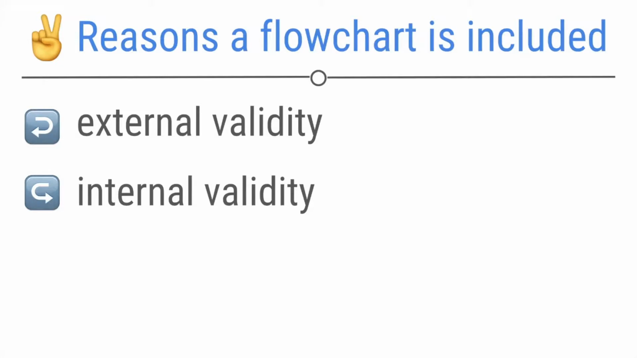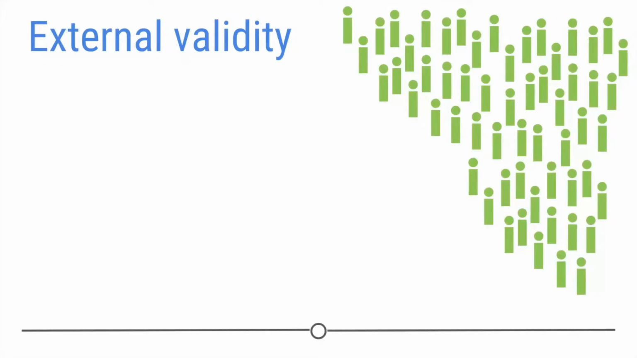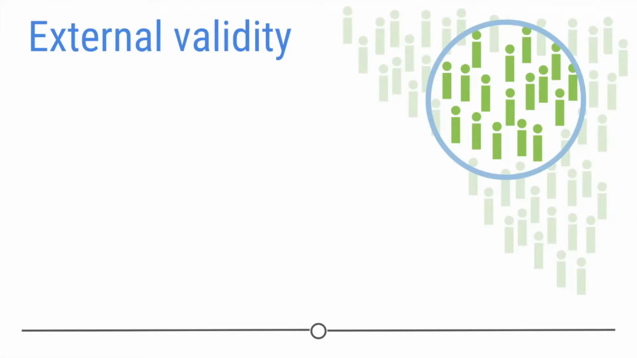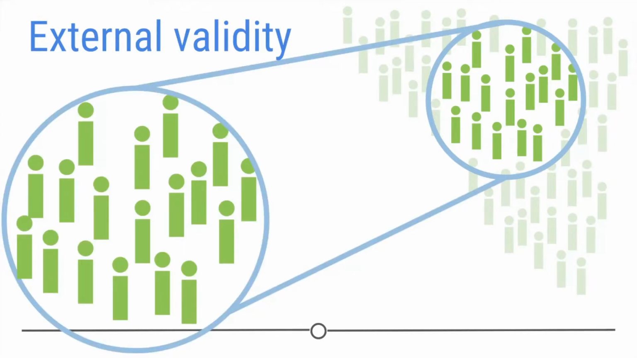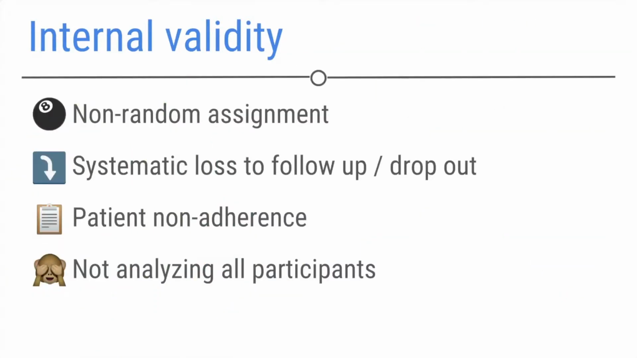And recall from the data collection section that external validity refers to the ability of a study to generalize to the target population. A flowchart will describe how individuals are selected and enrolled in order to help the reader assess whether the sample is generalizable to the target population. Internal validity is essentially how well the study is designed.